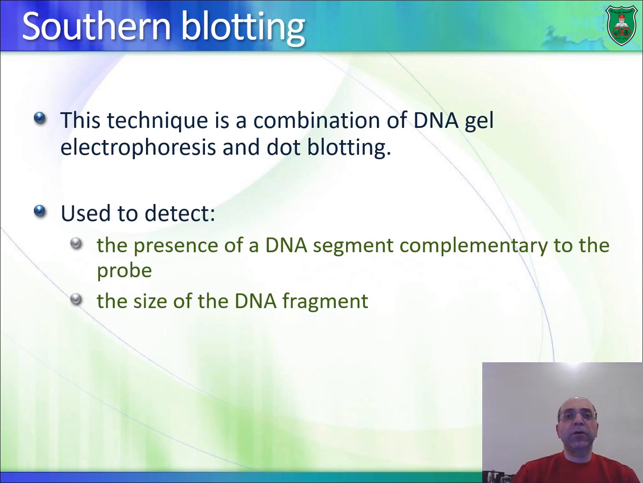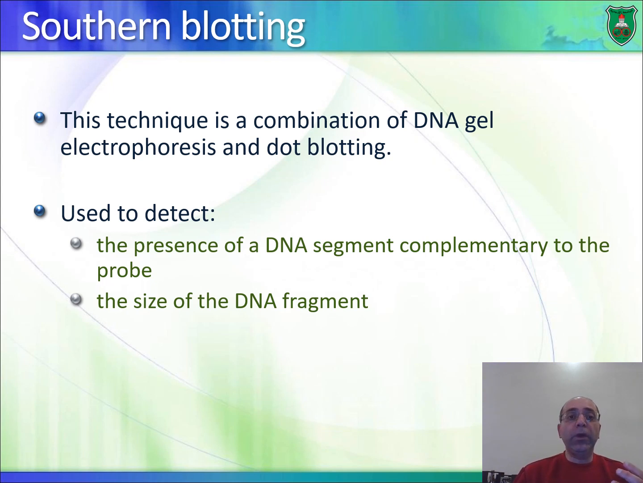So what is southern blotting? Southern blotting is basically a technique that is a combination of two things: gel electrophoresis and dot blotting. So what we do is we first separate DNA fragments based on size using gels, and then we do dot blotting by adding a probe. Southern blotting is used to do two things. One, to detect if there is a DNA fragment that is complementary to the probe. If there is a band that appears on the membrane, it means that there is a DNA fragment that is complementary to the probe.